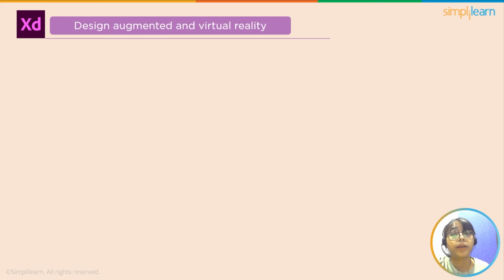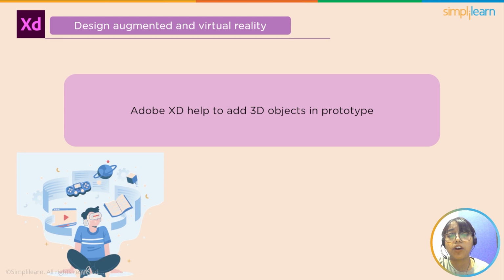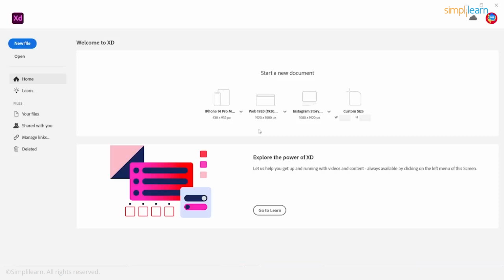And the last one is design augmented and virtual reality. Adobe XD supports designing augmented and virtual reality experiences. You can add 3D objects to your prototypes and test how they work in an immersive environment, making crafting AR and VR experiences easy, even if you are a beginner. Let's take a look at Adobe Experience Design XD. It is a part of the Adobe suite that primarily focuses on UI design, UX design, prototyping, and responsive web design.